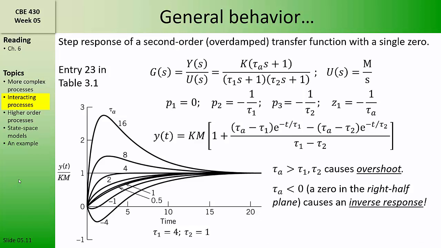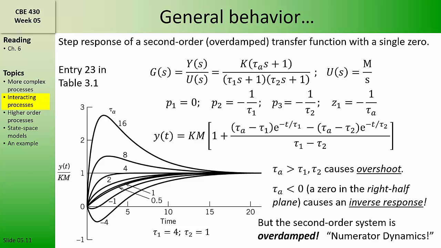Notice also that the characteristics of overshoot and the inverse response have nothing to do with the magnitude of the step input. They only have to do with the relative values of the taus in the transfer function. So that means that if the transfer function exhibits overshoot, a step input of any magnitude will cause overshoot, even a very small input. Or if the transfer function exhibits an inverse response, the response to any step input will have an inverse response, regardless of its magnitude or its sign.